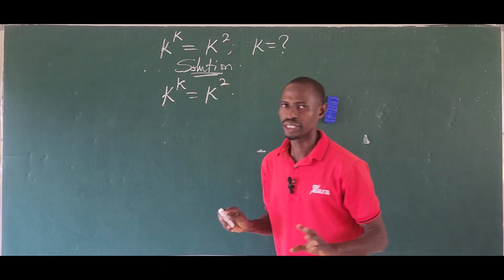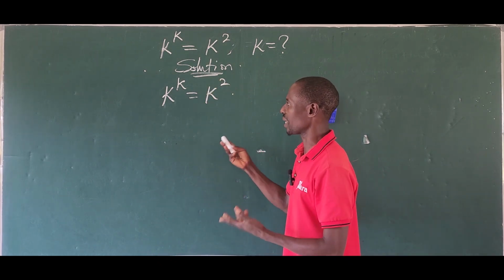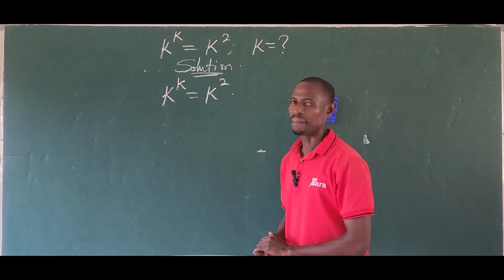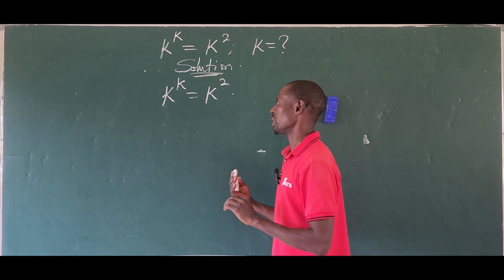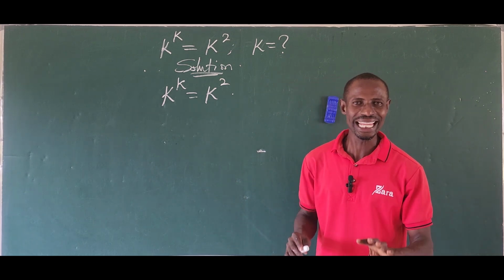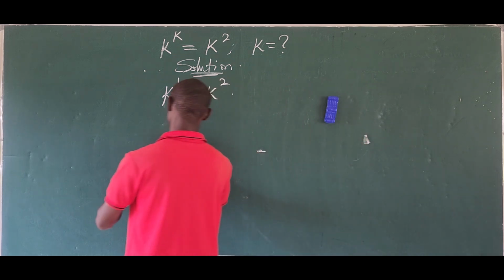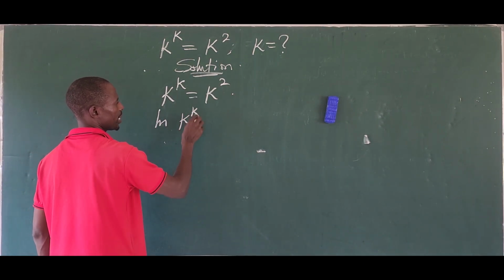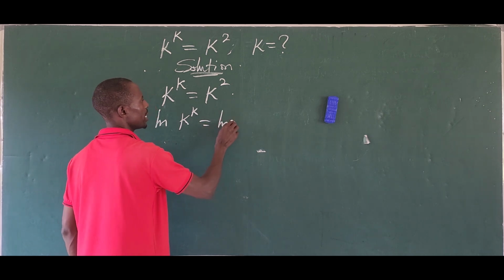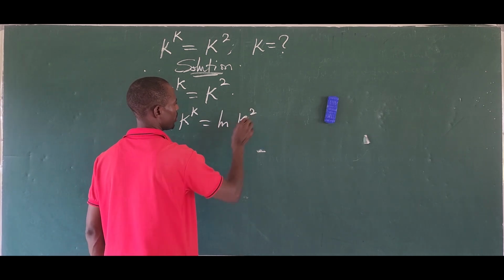So the first thing to do, or the best approach to apply there, is to apply log to both sides of the equation. Okay, we could as well use the log base 10, but here I'm going to use the ln, base e. So taking the log of both sides, we're going to have the ln of k to the power of k equals the ln of k to the power of 2.